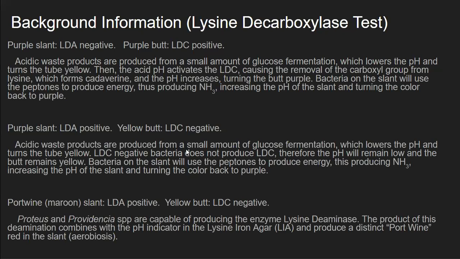Port wine maroon slant means LDA positive and yellow butt means LDC negative. Proteus and Providencia species are capable of producing the enzyme lysine deaminase. The product of this deamination combines with the pH indicator in the lysine iron agar and produces a distinct port wine red in the slant.